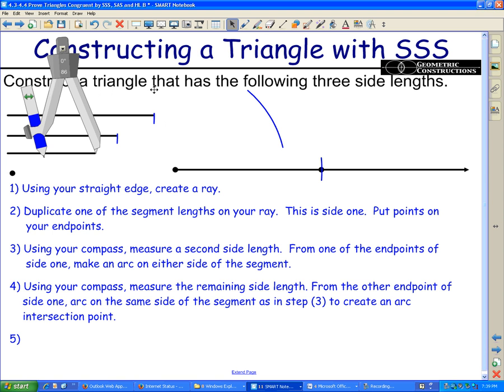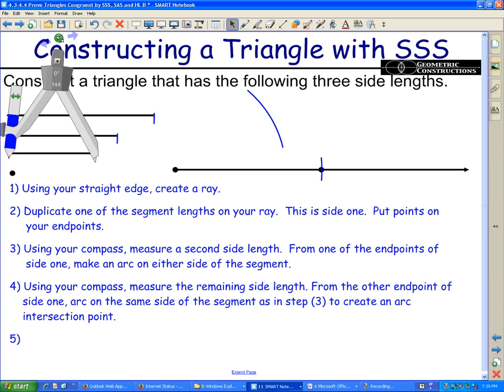and copy its length with my compass. It's going to be right around there. I think we can go out. There we go. There's that length right there.